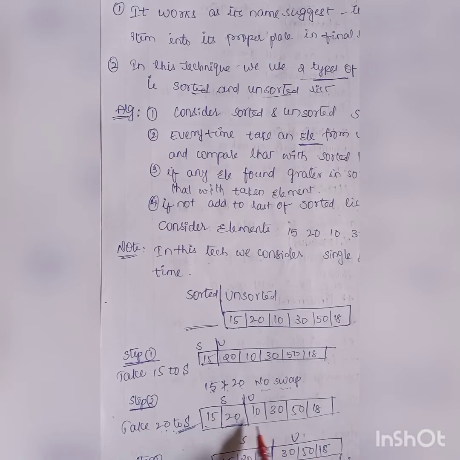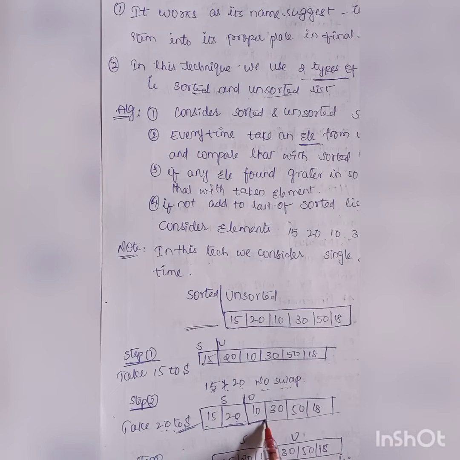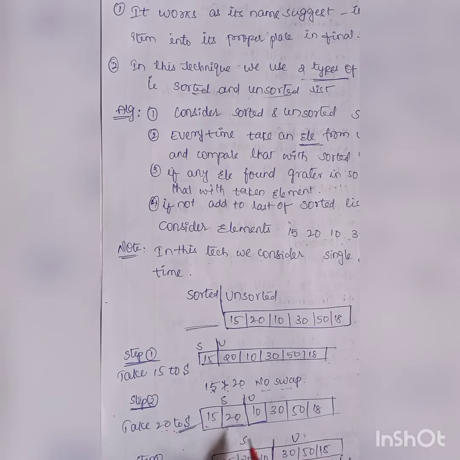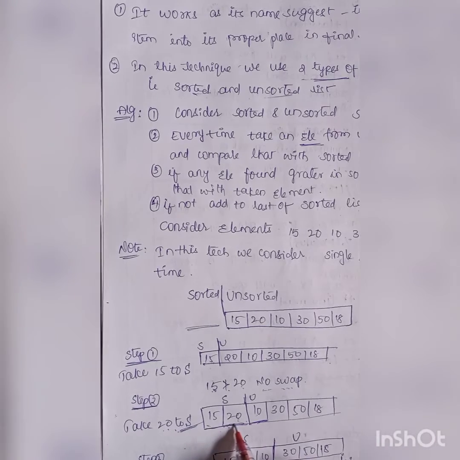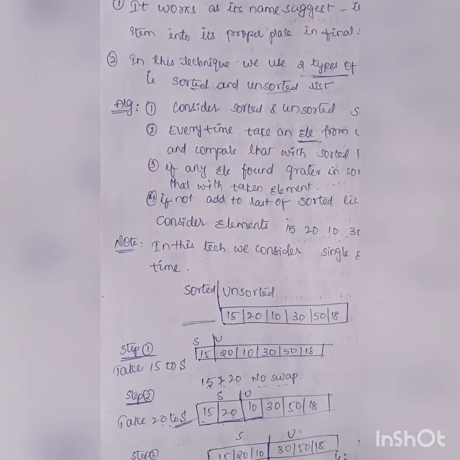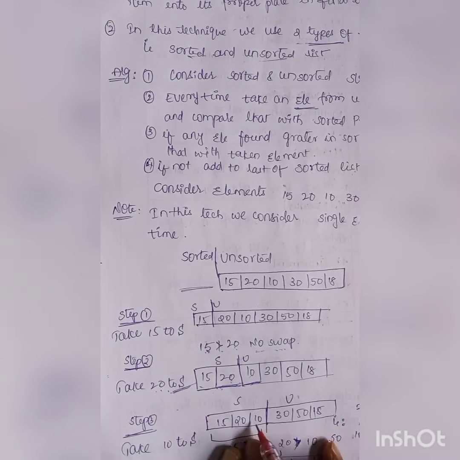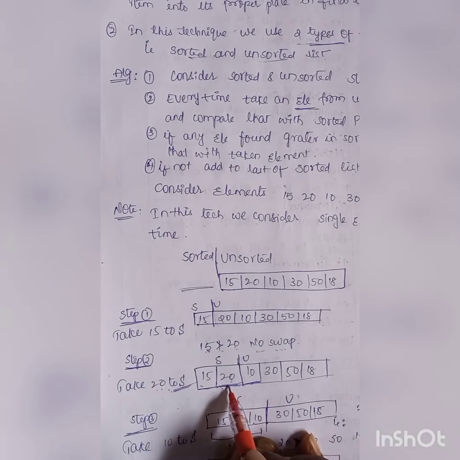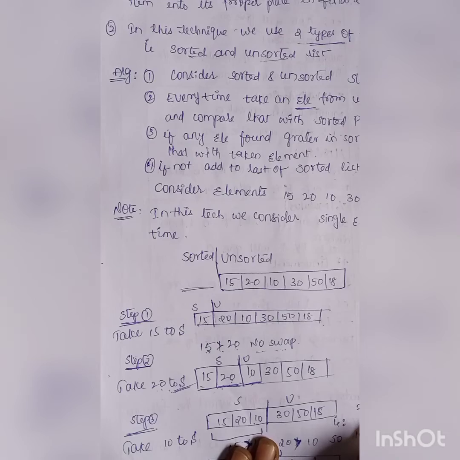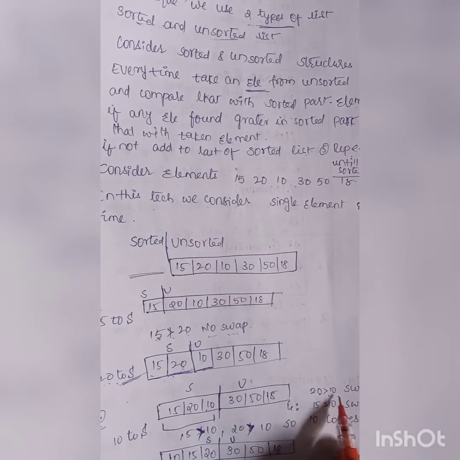Now take out another number. The next number is 10 from the unsorted list. You should move this 10 to the sorted list. What is the algorithm? The new element you are considering must be compared with the available elements of the sorted part. See here, 10 comes to this position. Now are all these elements in order? No. So first you have to compare this 10 with the last element of the sorted list. 20 is greater than 10, swap.